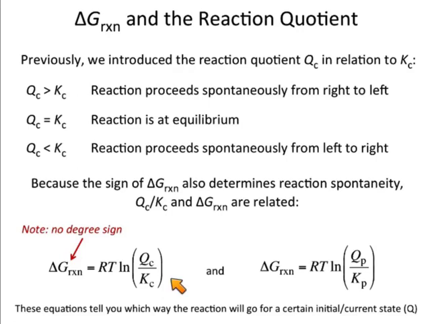And so again, you can do this for concentration, you can do it for pressure, either one's okay. And so delta G equals RT ln, this ratio of reaction quotient over equilibrium constant. What this tells you is, given some amount of reactants or products, which way is this reaction going to go when it proceeds towards equilibrium?